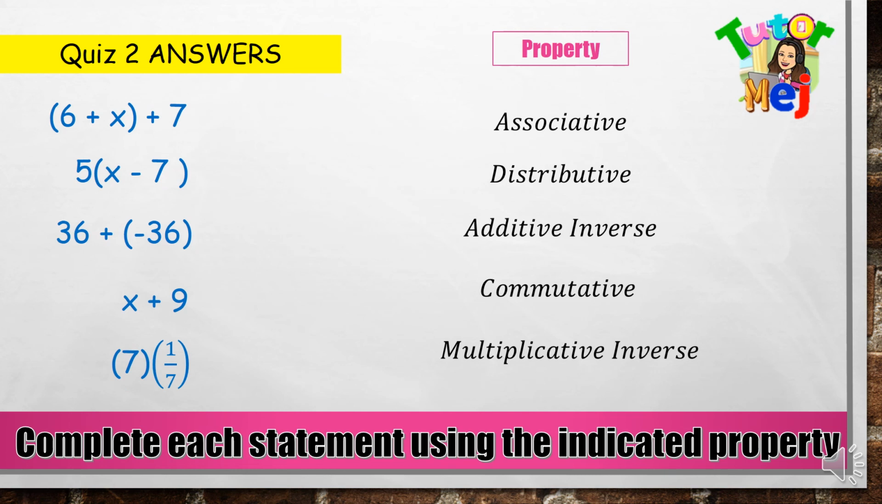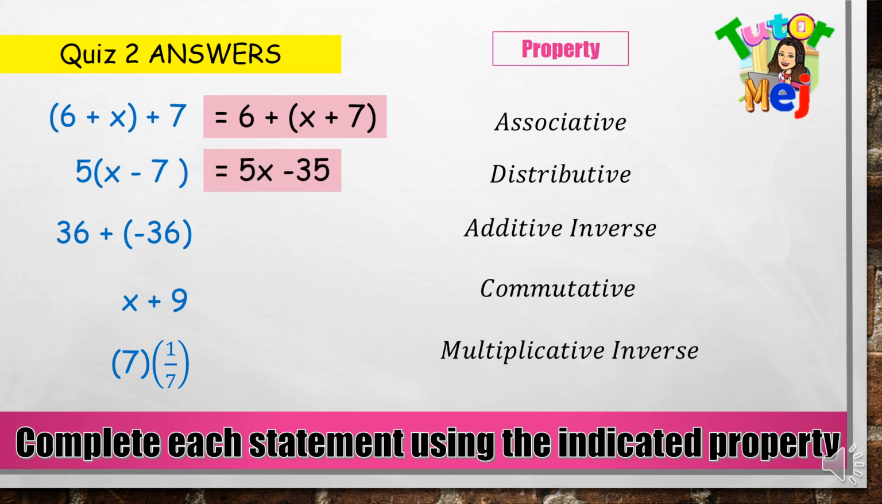Ang mga sagot, number 1, 6 plus quantity x plus 7. Number 2, 5x minus 35. Number 3, 0. Number 4, 9 plus x. At number 5, 1. Perfect mo ba?